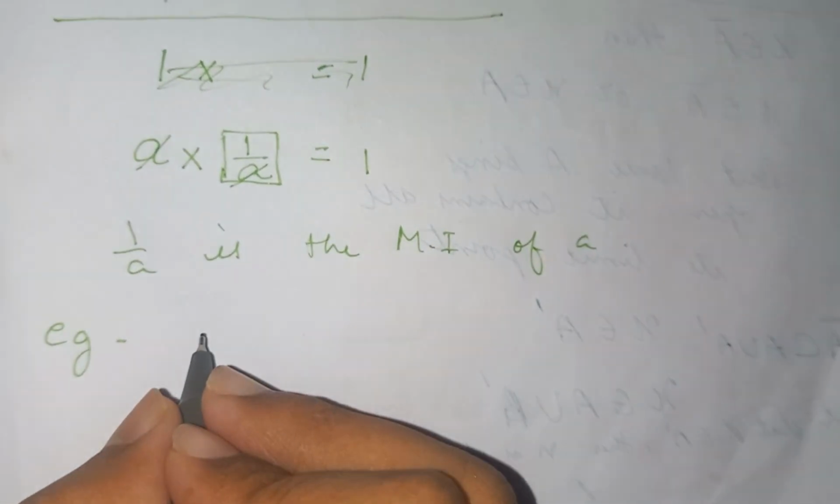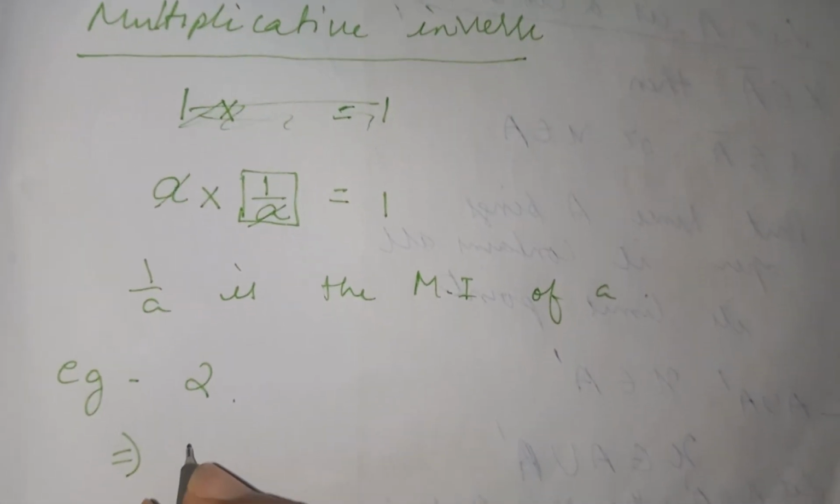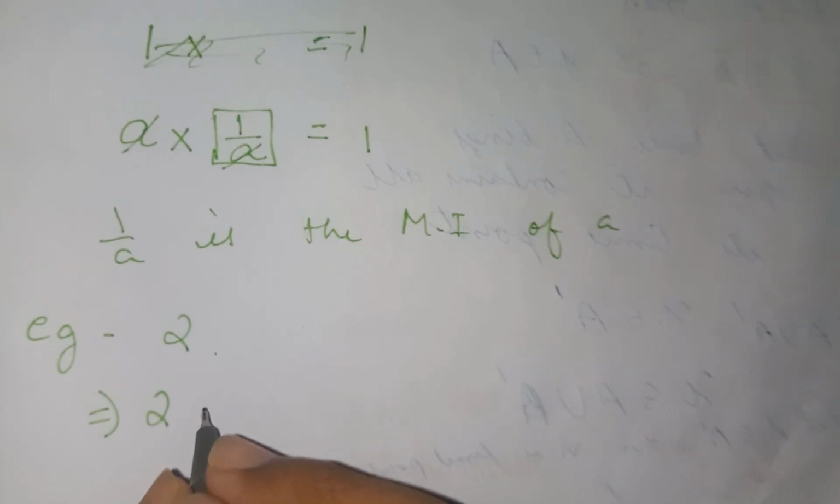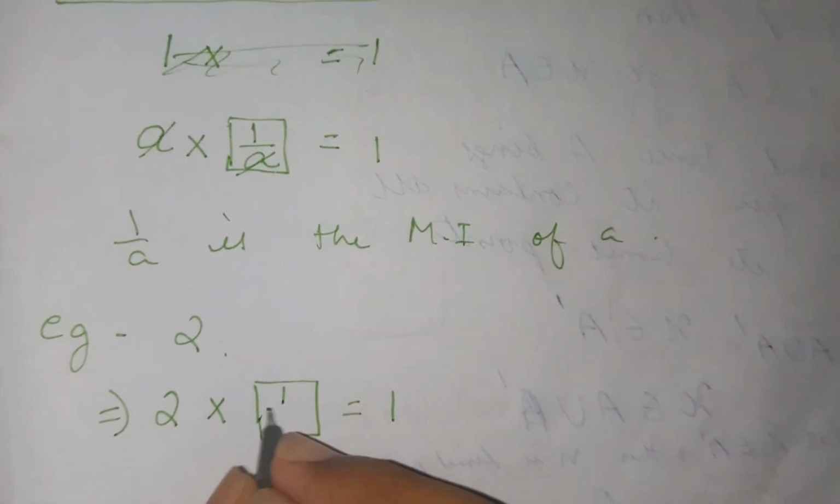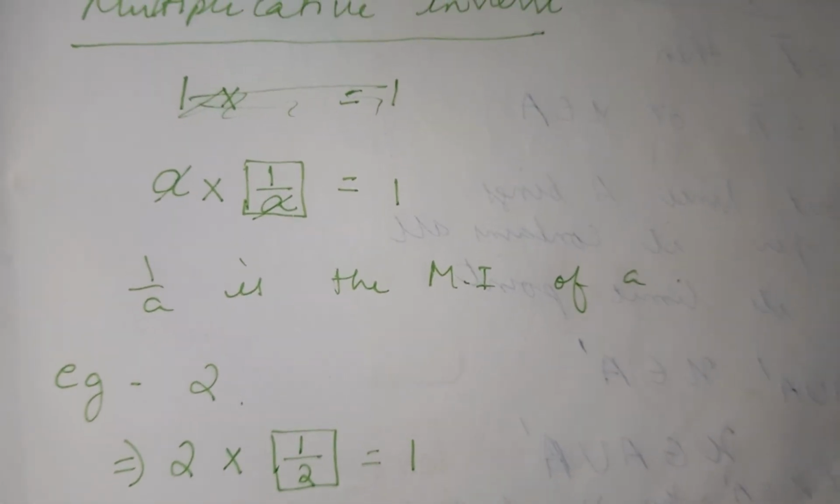Similarly, we will be seeing an example here. First of all, we will be checking the multiplicative inverse of 2. First of all, we will be doing it with the definition, then I'll teach you the shortcut. So if you multiply 2 with some number, it should give 1. So the only possible case here is 1 by 2. So here the multiplicative inverse of 2 is 1 by 2.